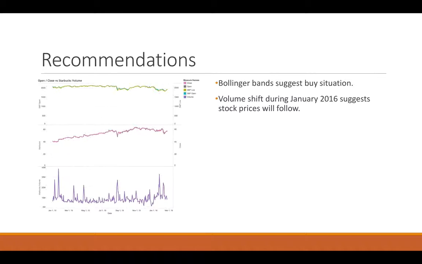Recommendations: because of the Bollinger Bands being that the price is closer to the mid-range to the lower range, it'd be an opportune time to buy. Volume shifted during January 2016, up to at or a little bit above the 10 million mark, and is doing better in performance, which would suggest that stock prices are going to follow.